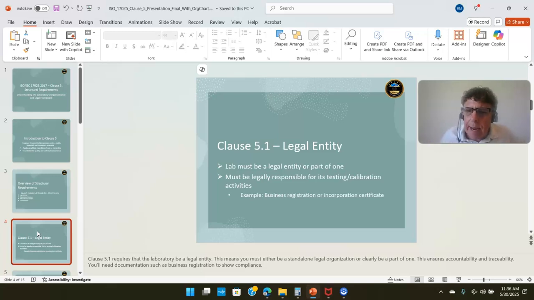And so an example of objective evidence that you would need in an audit might be, say, a business registration or an incorporation certificate.